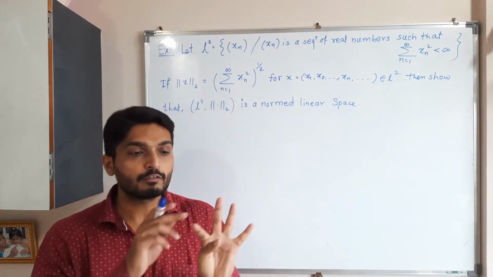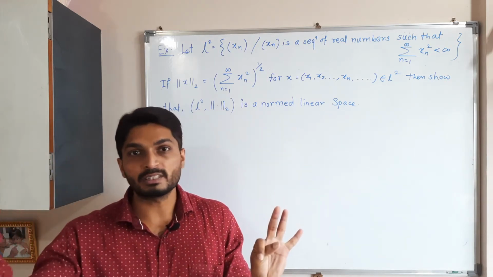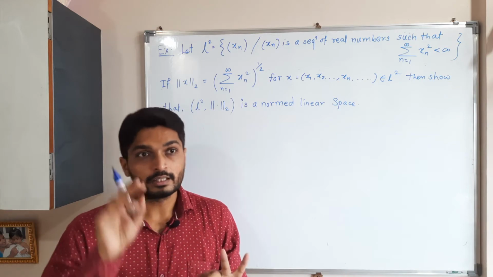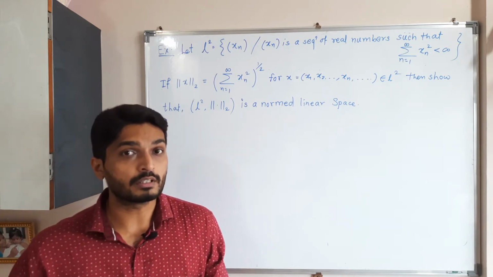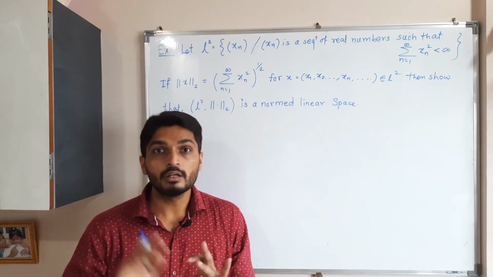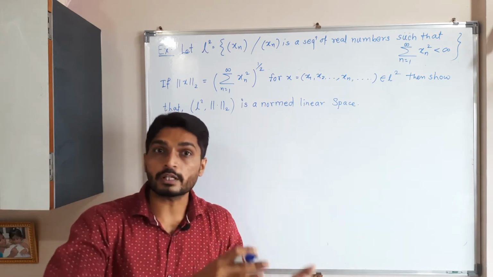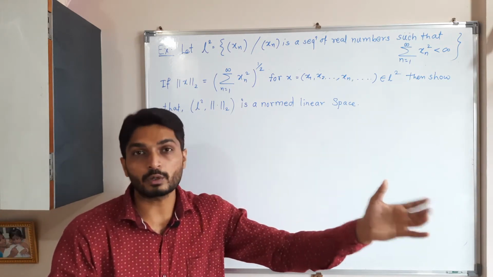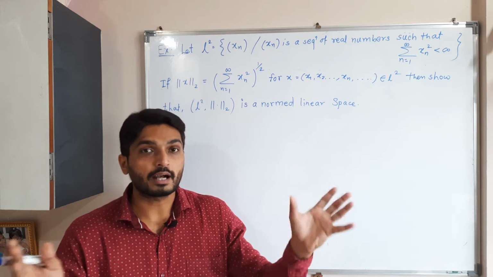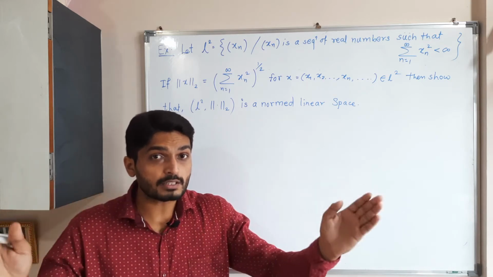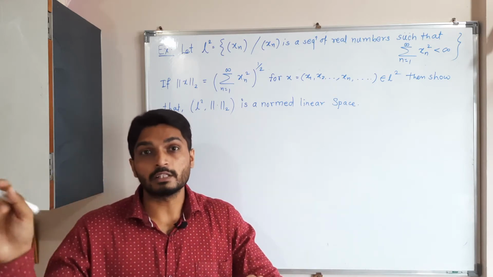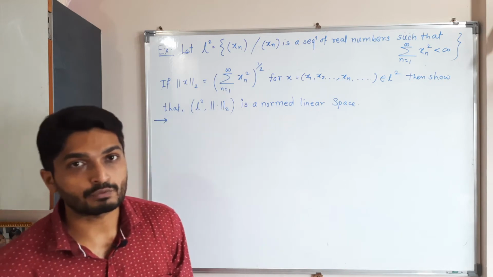Four conditions. First, the norm should be greater than or equal to 0. Second, it is equal to 0 if and only if x is equal to 0. Third, when you take alpha outside, it should come out with a mod. And the last condition, the triangle inequality: if you take a sum and then the norm, the value will not increase. So these properties we have to prove.